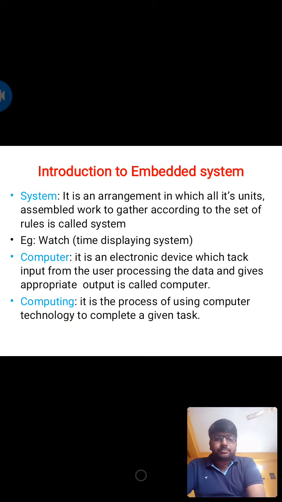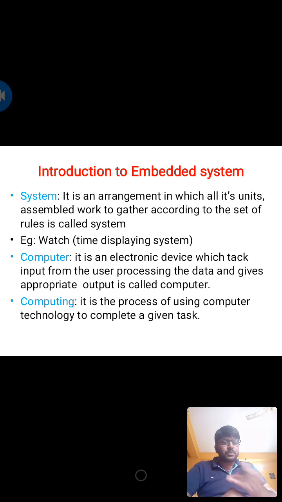So coming to the first topic in the syllabus, introduction to the embedded system. Before going to discuss the introduction to the embedded system, we need some definitions: what is a system, what is a computer, and what is computing.